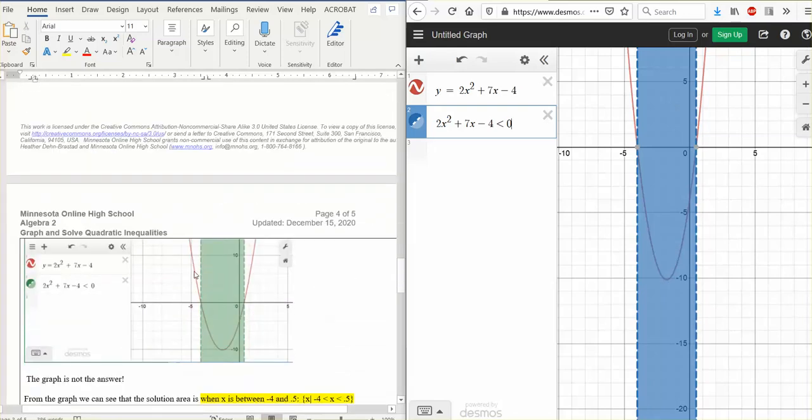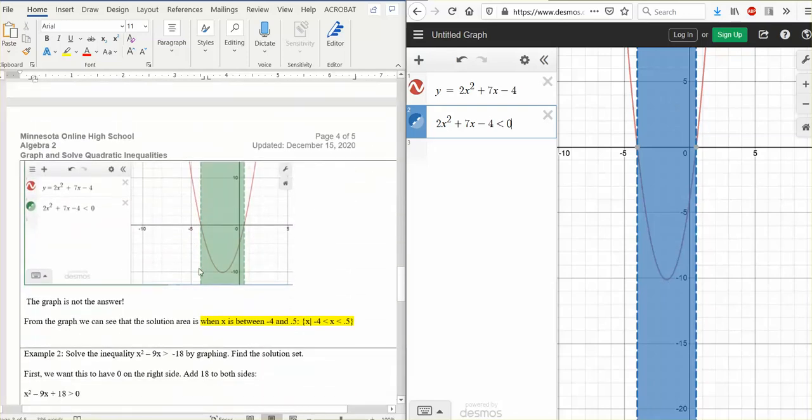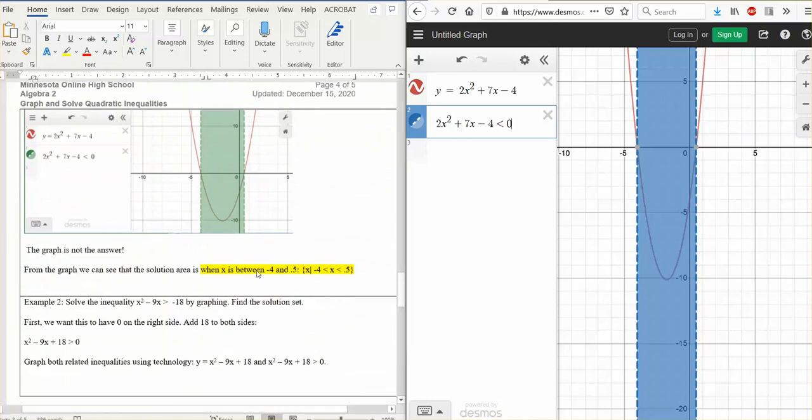So in those first few problems, the graph was pretty much all you had to do. But what we're going to do now is interpret this. We can see that the solution area is when x is in between -4 and 0.5. So the solution area, I wish I could draw on this. I can draw on this one over here.